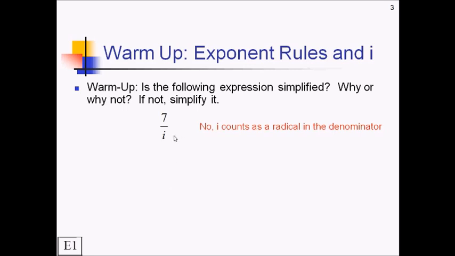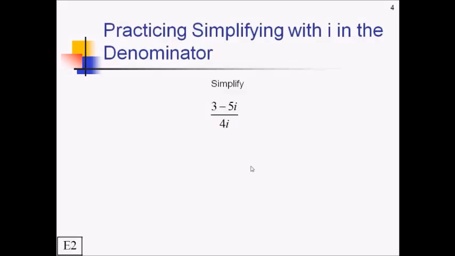If we multiply by i over i, let's see what happens. In the numerator, we'll have 7i. Denominator will have i squared. But i squared is really -1. So then we'll have just -7i. And that definitely takes care of the problem. Try this next one on your own.